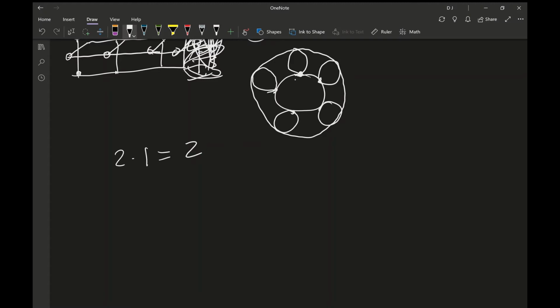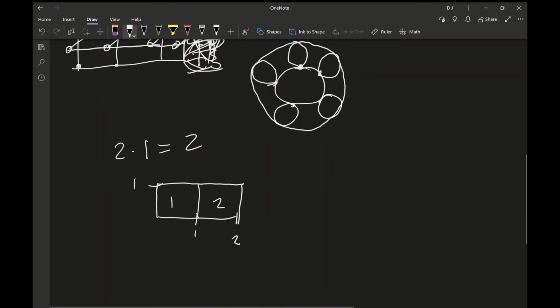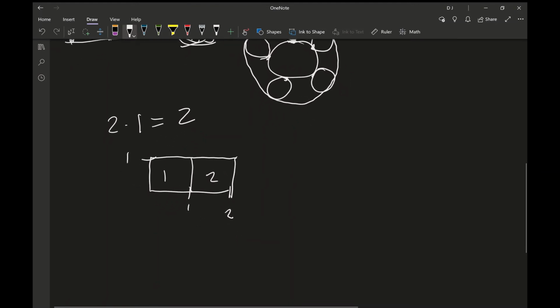And geometrically, that would be if you had 2 along here, 1, 2, and then you multiplied it by 1, you get the same number of squares, 1, 2, right? And this height is 1. You get 2 squares. In fact, anything like 1 is what's known as a multiplicative identity.